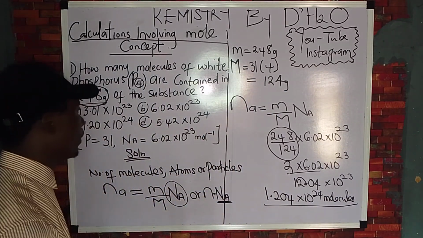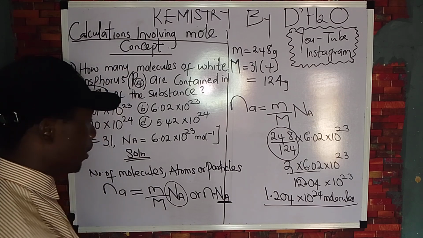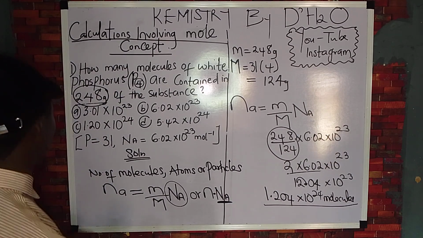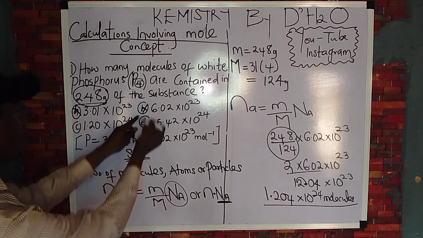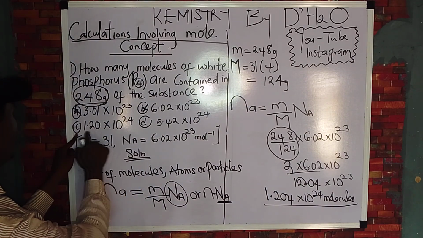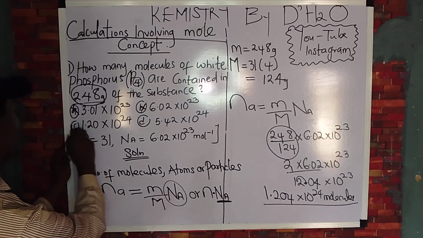So we have to go back to the options and see our answers. Option A is totally wrong. Option B is totally wrong. The answer is C, 1.204. Our answer is C.